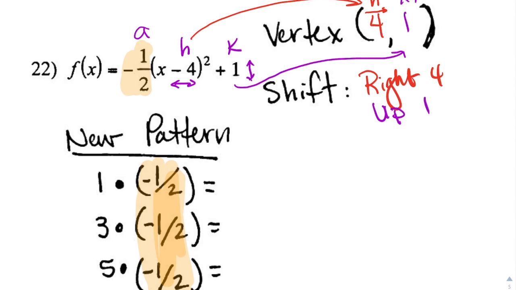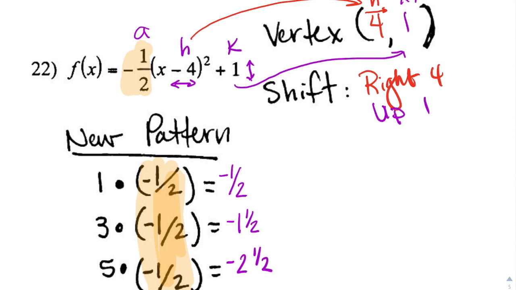So 1 times negative 1/2 is negative 1/2. 3 times negative 1/2 is negative 1.5. And then 5 times negative 1/2 is negative 2.5. So I've got my new pattern.